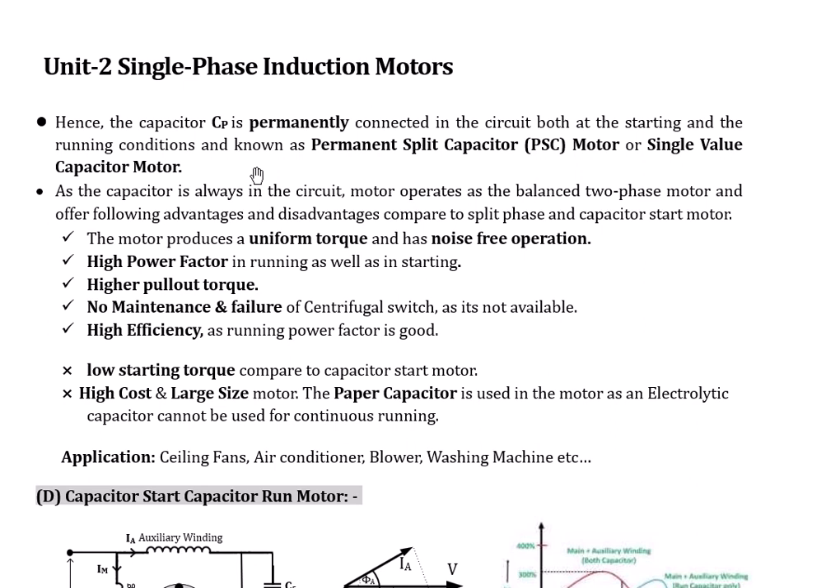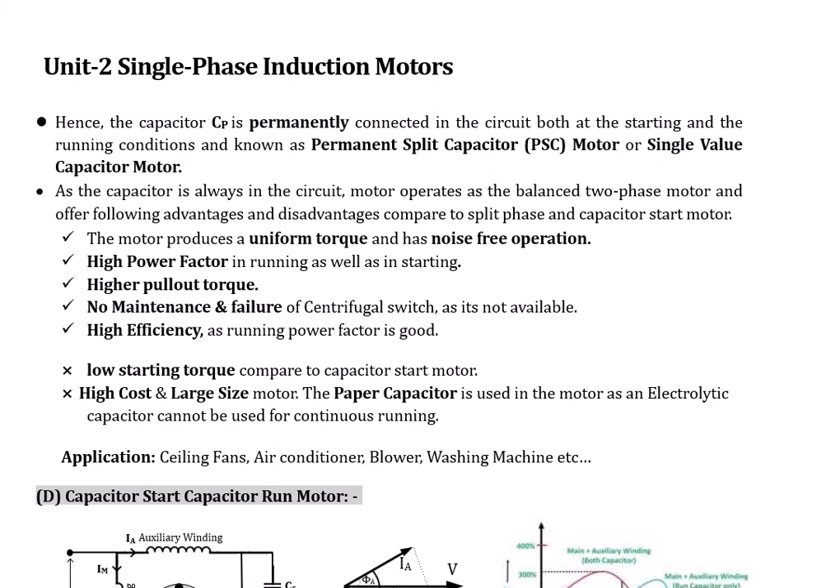Hence the capacitor CP is permanently connected in the circuit, both at starting and running condition, so it is known as a permanent split capacitor motor or a single value motor. As the capacitor is always in the circuit, the motor operates as a balanced two-phase motor and offers the following advantages. First, the motor produces uniform torque and has noise-free operation, high power factor in the running condition as well as the starting condition, higher pull out torque, and no maintenance or failure of a centrifugal switch.